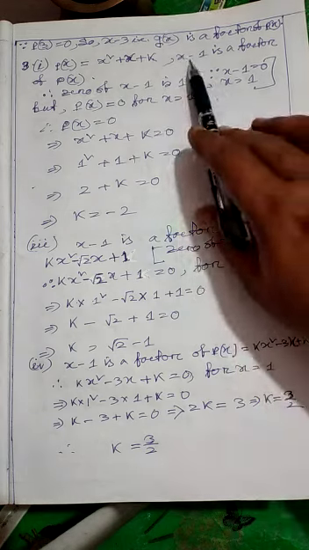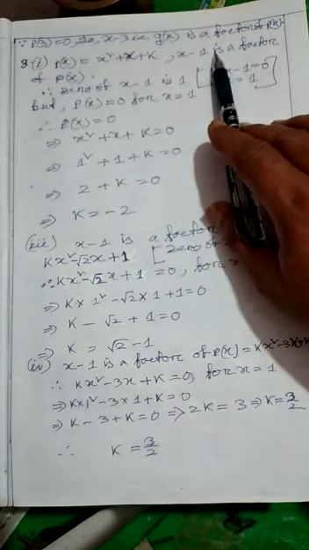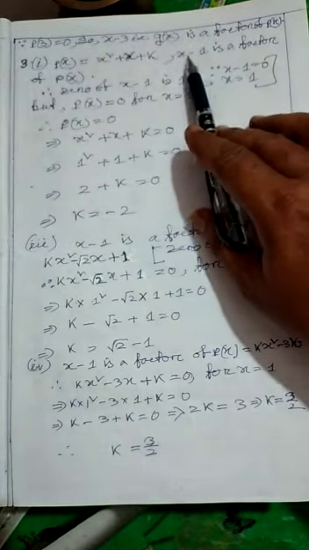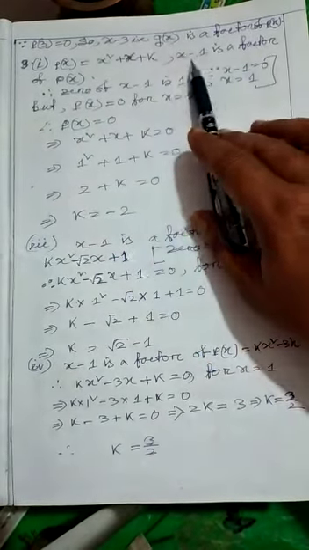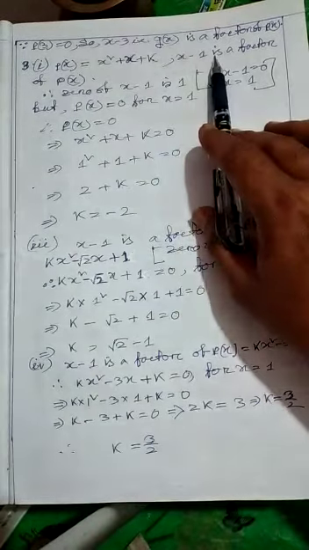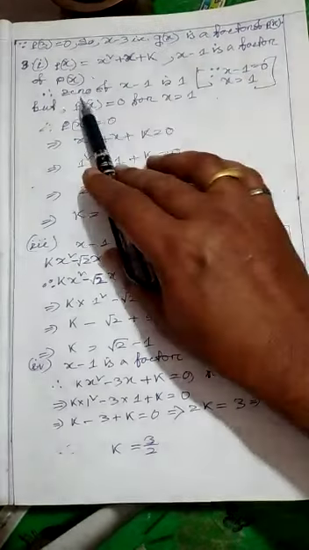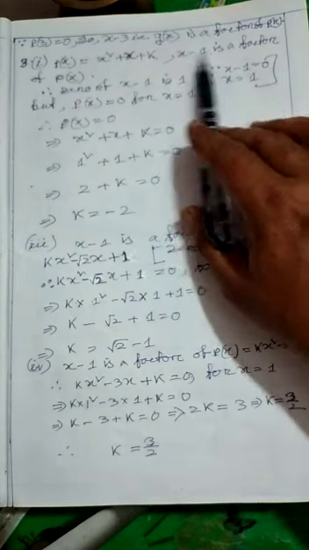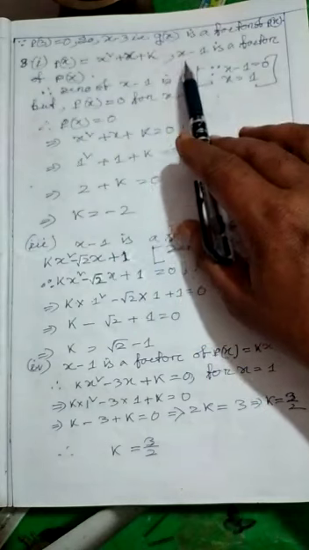Here x minus 1 is a factor of p(x), given. Now if x minus 1 is a factor of p(x), it becomes 0 if you put x equal 1. Why x equal 1? Because the zero of x minus 1 is 1: x minus 1 equals 0, so x equals 1. If you put x equal 1 here, then it becomes 0, because x minus 1 is a factor.